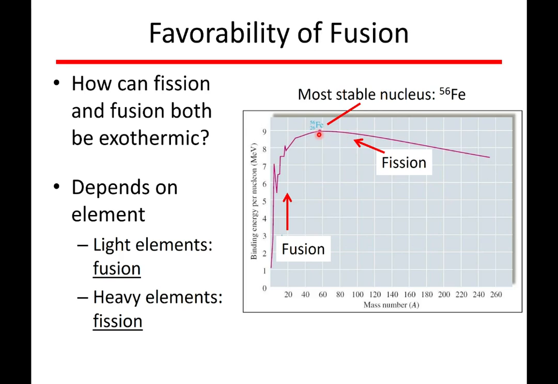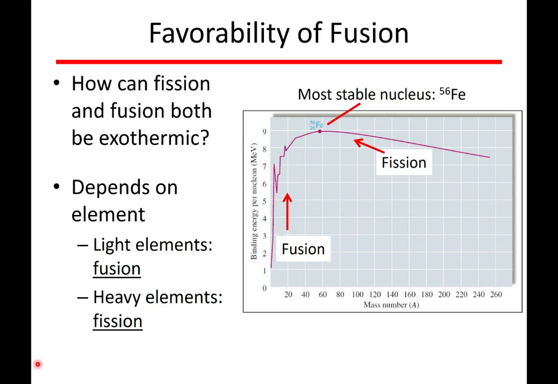And that's the reason why you could have an exothermic process, or a negative delta E, for fusion when you deal with light elements, and you have a negative delta E, or an exothermic fission process, when you deal with heavy elements. And so hopefully it makes sense, seeing in this graph, why fission and fusion can both be exothermic. Fission is exothermic as long as you're breaking up heavy nuclei and moving more towards Fe56. And fusion is exothermic, and it results in you forming a more stable nucleus when you're dealing with lighter nuclei and moving towards Fe56.